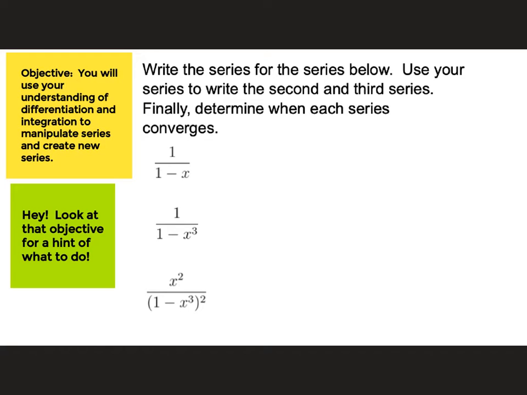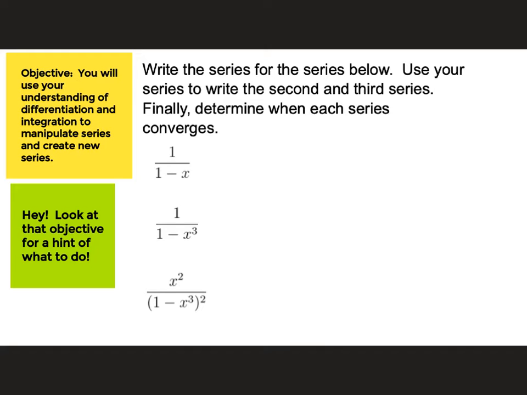Okay. Write the series for the series below. Use your series to write the second and third series. Finally, determine when each series converges. So this is going to be using series we know to build series we don't know. I already did this when I talked about, like, if I have the sine of x, but then I want the sine of x squared, those sorts of series.